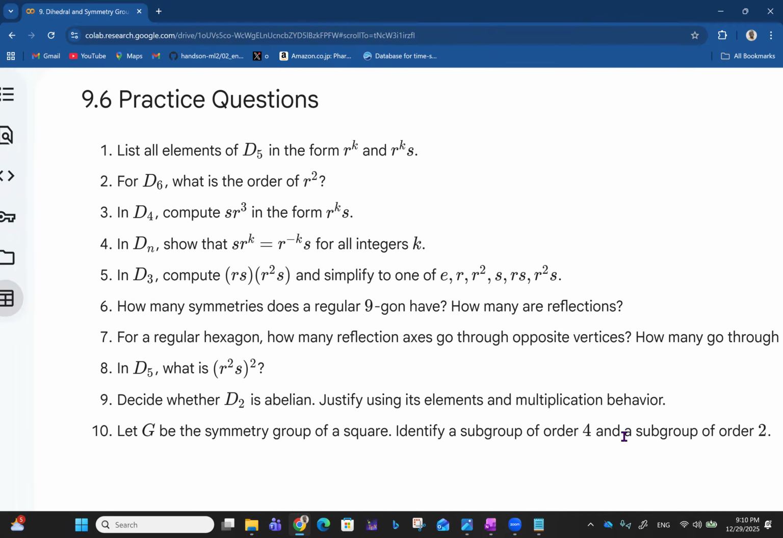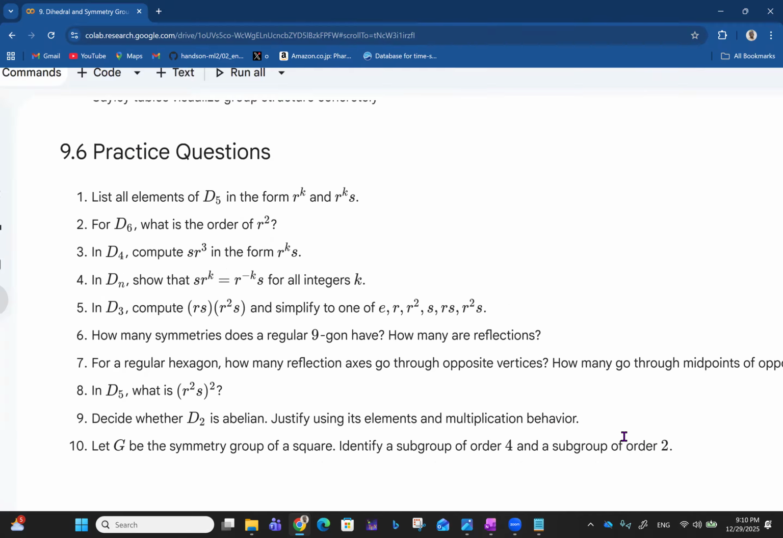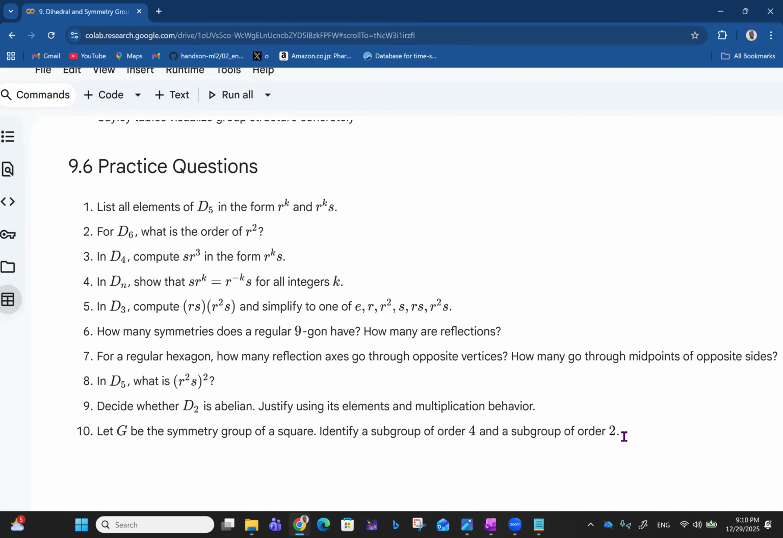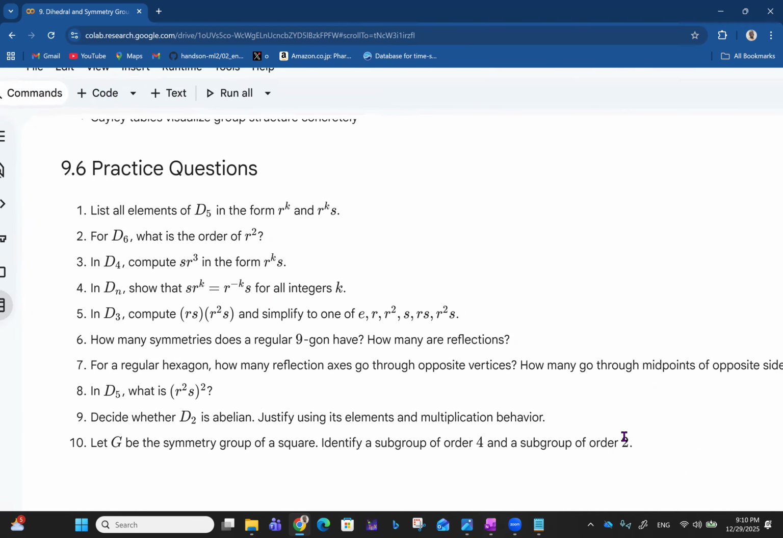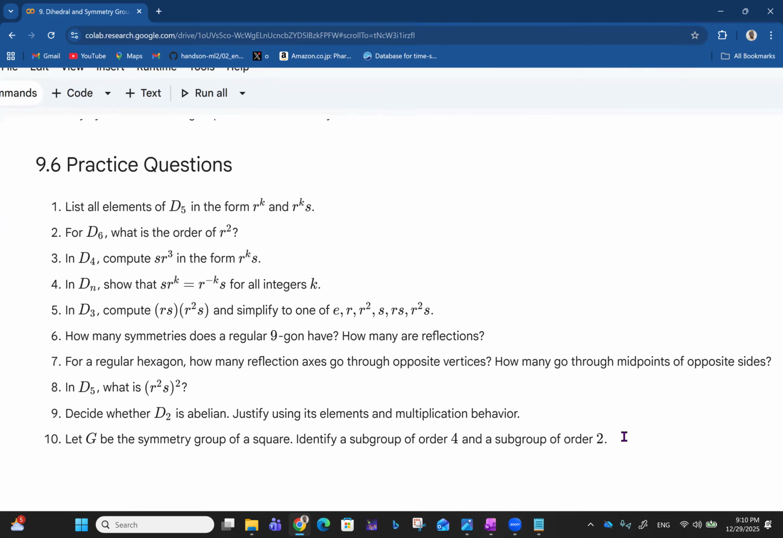You want to try your hands on them to be sure you really get the idea we've talked about in this video so far. Okay, so first of all, list all the elements of D5 in the form R^k and R^k S. Of course, you know that'll be E, R to the power 1, R to the power 2, R to the power 3, R to the power 4. That's 5 rotations. And then you have the reflections. You have S, then you have RS, R squared S, R cubed S, and R^4 S.